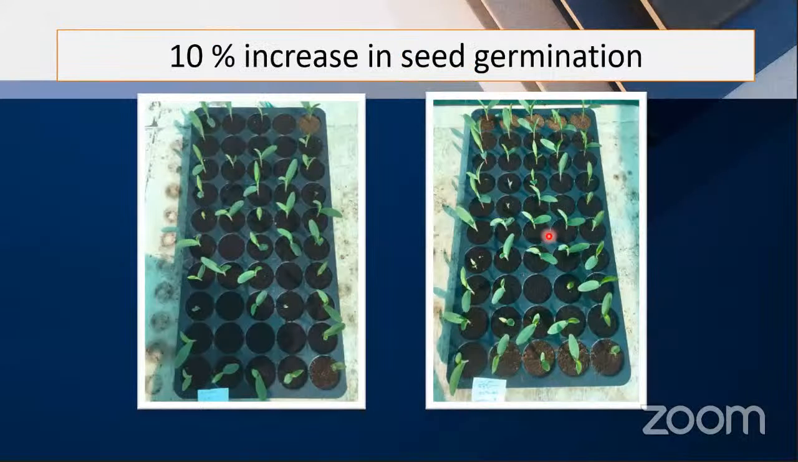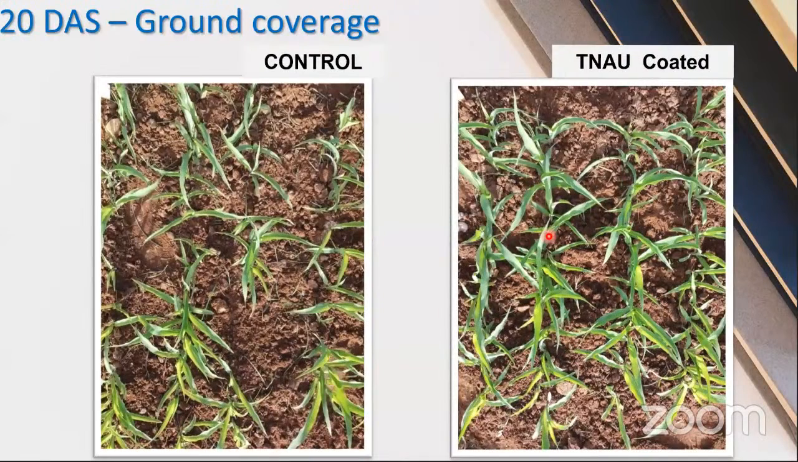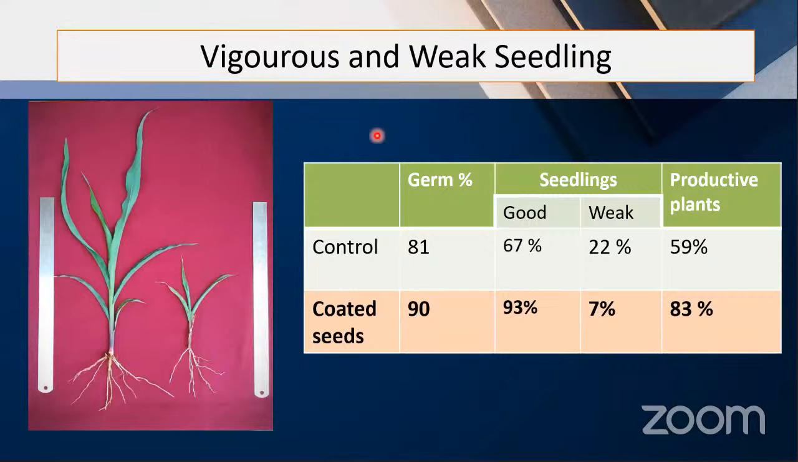And you can see, not just the germination increases, you can see the vigor. The area covered by the leaves is higher in the coated seeds when compared to the control, in terms of ground coverage. This is the control. See, the control germination is 81%, but when you count the good seedlings and weak seedlings, there are 67% good seedlings and 22% weak seedlings. This is the weak seedling. So like this we had 22%, like this we had 67%.